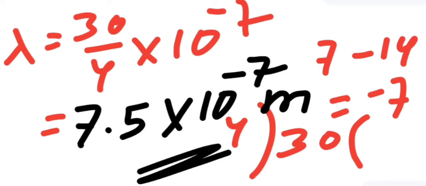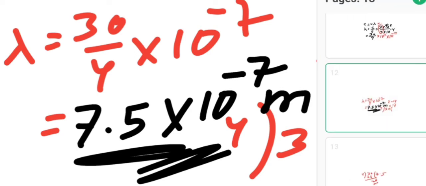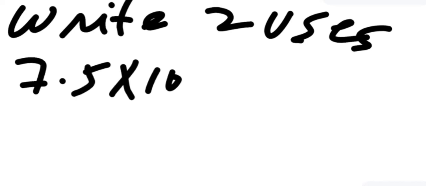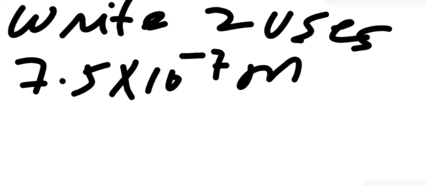Sometimes the question is coming like this: find the wavelength of the electromagnetic waves of given frequency in free space and give 2 applications. So here also, what will be the application for this particular wavelength? Write 2 uses of this 7.5 into 10 to the power minus 7 meter. So we have to know in which region this particular wavelength lies, and for that you have to know very well the frequency range and the wavelength range.